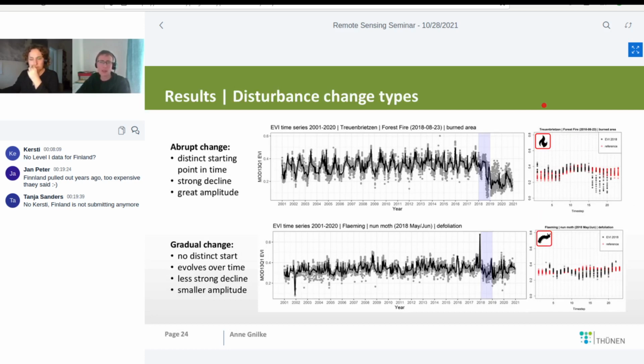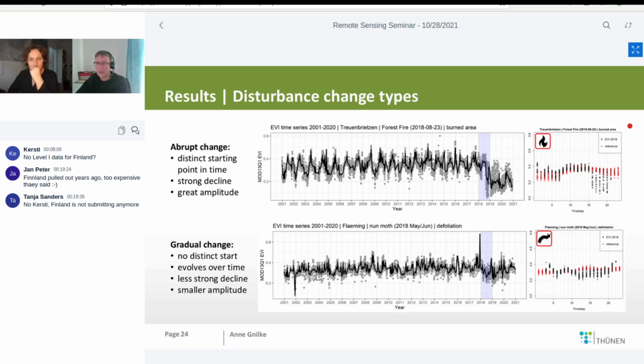So we focused in our studies on disturbances, but one interesting insight we got at first view was that there were different types of disturbances which also occurred in the signal of the satellite response, like the EVI time series response. What you can see on this slide is the 20-year long-term time series. The black line is the averaged EVI value from the 20 pixels, whereas the gray dots in the background are the individual values of these 20 pixels. And the blue box shows the time window of the disturbance event we're looking at.